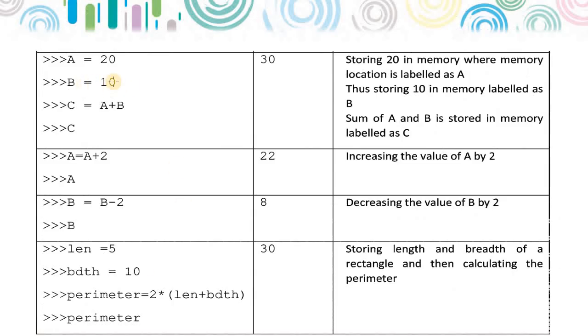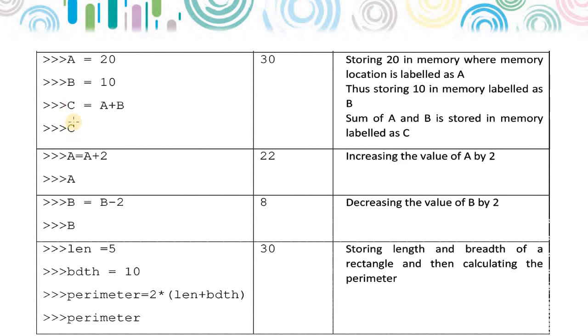Let me now show a different type of example. First line, A is equal to 20, second, B is equal to 10. Now I am storing 20 in memory, where the memory location is labeled as variable A. Next, 10 is stored in memory labeled as variable B. Next, the sum of A and B is stored in memory labeled as variable C. Previously there was no variable C in our last example.